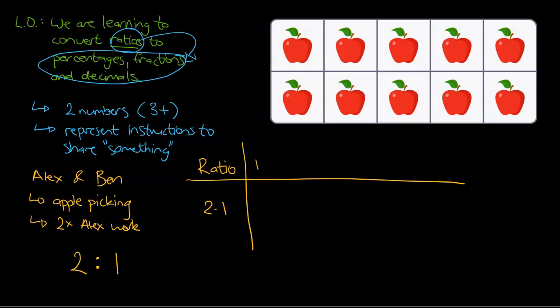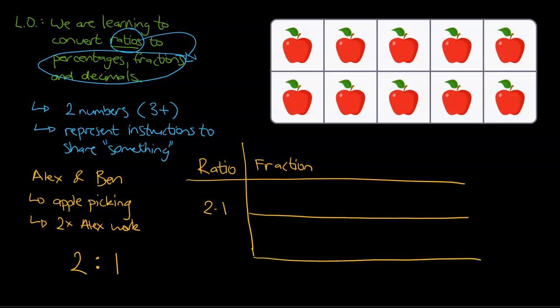Now, the easiest one to form here is going to be the fraction amount. I'm going to chop this portion of our graph up into a little bit more detail. And we're going to say this here relates to Alex, and this here relates to Ben. Because Alex and Ben are going to have different amounts, they need a different fraction. So when you're trying to find the fraction, you need to add up the parts of the ratio. So in our case, the denominator is going to be 2 plus 1, which will be equal to 3.